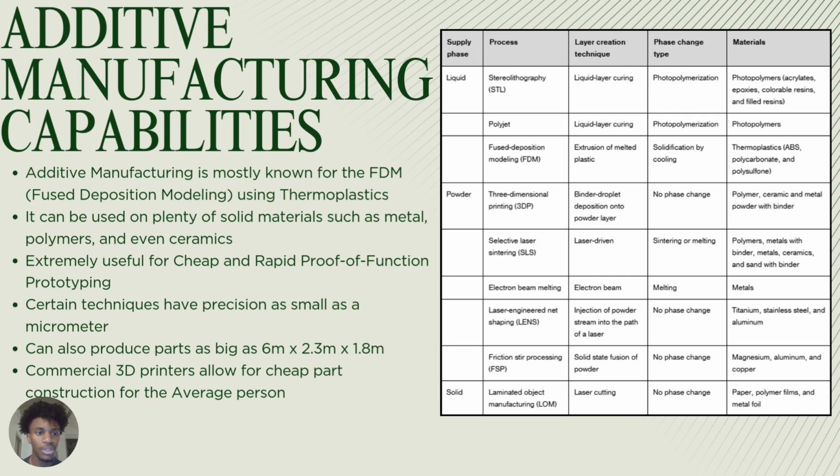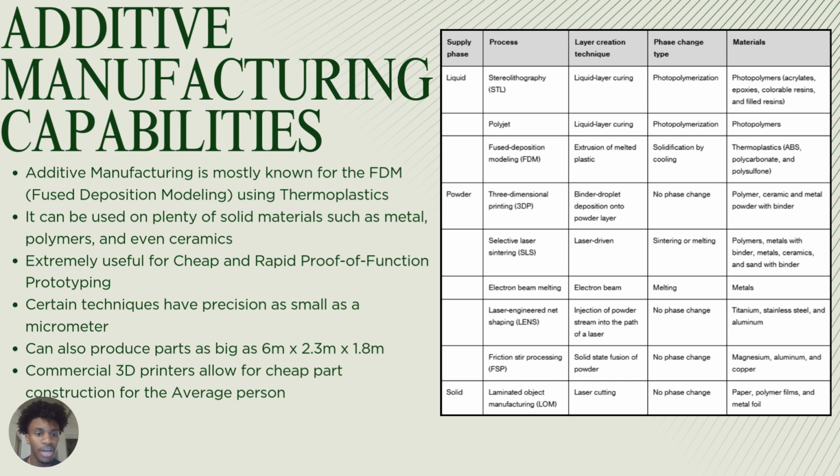Additive manufacturing is mostly known for fused deposition modeling using thermoplastics, which is in your usual commercial grade 3D printers, where they use a thermoplastic filament and build from there. But it can be used on plenty of solid materials such as metal, polymers, and even ceramics. It's extremely useful for cheap and rapid proof of function prototyping, as 3D printing can take within hours, depending on the size of the product. While it might not use the same material, it's great for, like I said, proof of function.